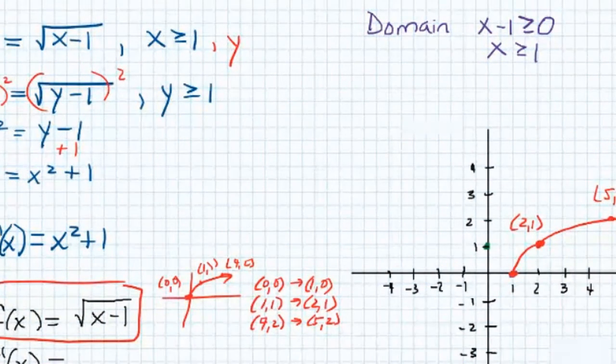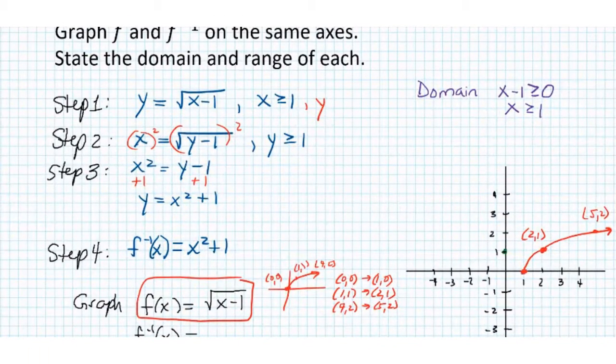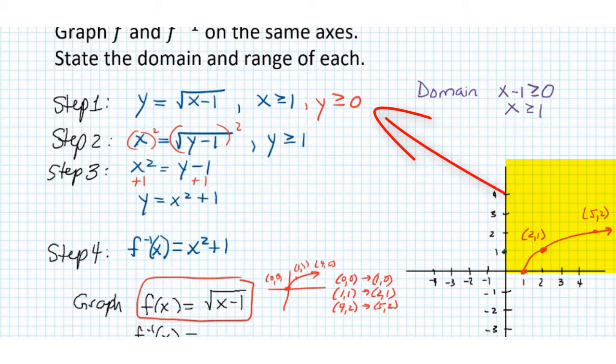Okay, so that was the original function, square root of x minus 1. What is the range of that function? Looking at the graph, what would the range be? So range is referring to y values, right? So from lowest y value to highest y value, what is the range of that red graph? Would it be 0 to infinity? Very good. So in other words, y would be anything greater than or equal to 0.